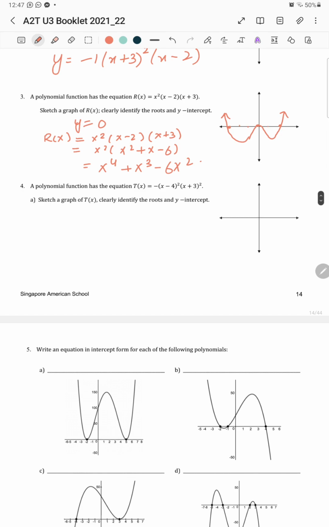The polynomial function has the equation t of x is equal to -(x - 4) whole squared (x + 3) whole squared. So negative means a decreasing trend. Minus 4 means 1, 2, 3, 4.